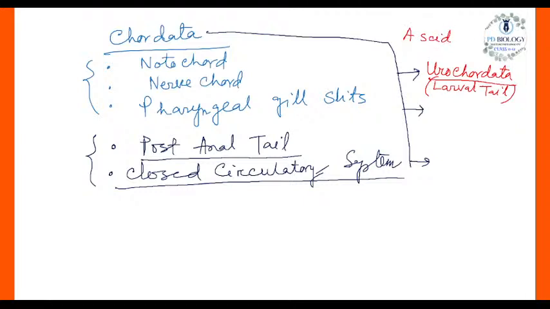The best examples in urochordate are Ascidia, Salpa, Doliolum, Herdmania. Remember this one, these are urochordates.